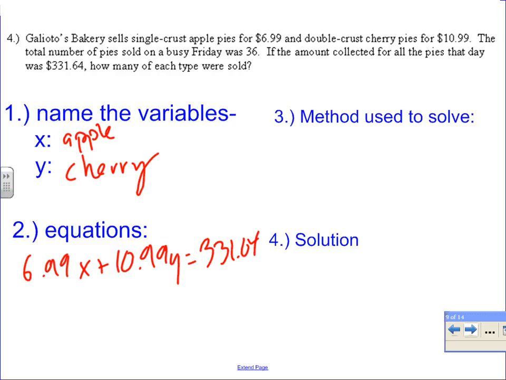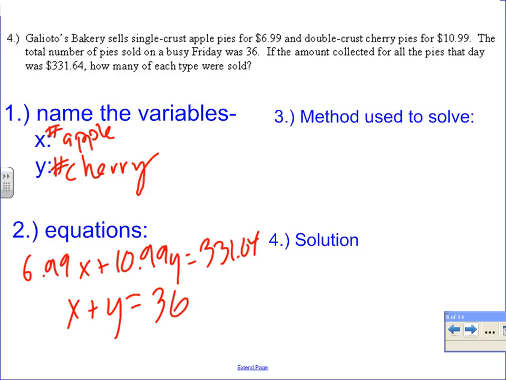The $331.64 is about cost, and so is everything else in that equation, the $6.99 and the $10.99. If it's about cost, everything has to be about cost. The second one deals with total, so that's why your second one is x plus y equals 36. How many total pies were purchased if those were the prices? So we're really finding the number of single crust apple pies, the number of double crust cherry pies. Something like that is what they said.